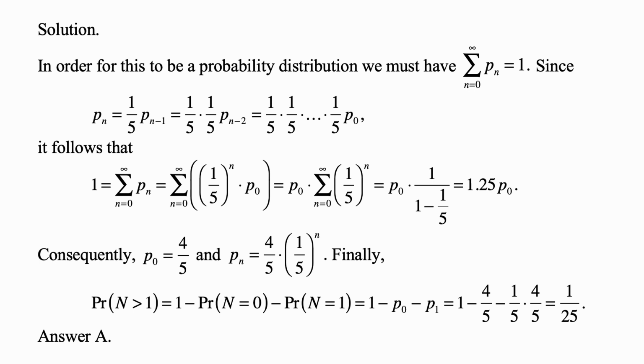And the probability that n is greater than 1 is equal to 1 minus the probability that n is 0, minus the probability that n is 1. So 1 minus P0 minus P1, which is 1 minus 4/5, minus 1/5 times 4/5. So this is 1 minus 20/25, minus 4/25, or 1 minus 24/25, which is equal to 1/25, which is answer A.